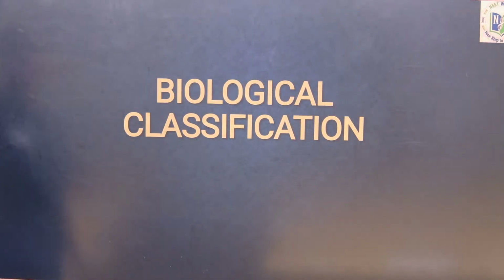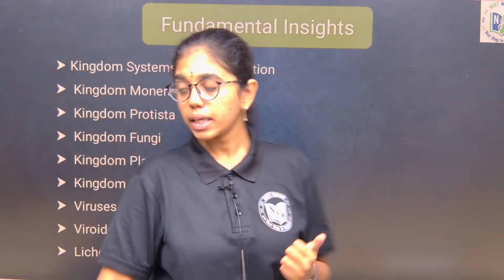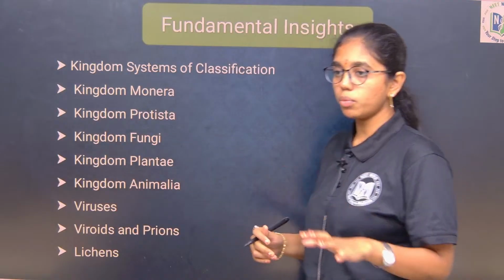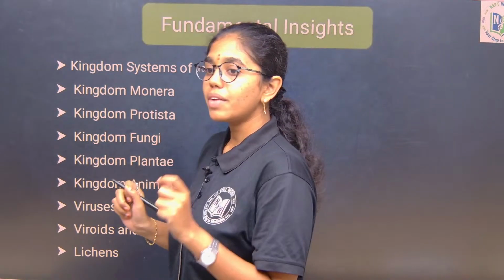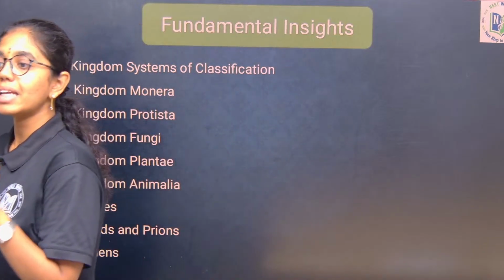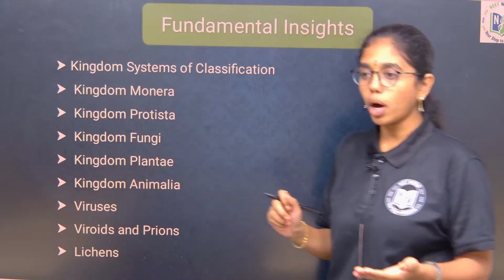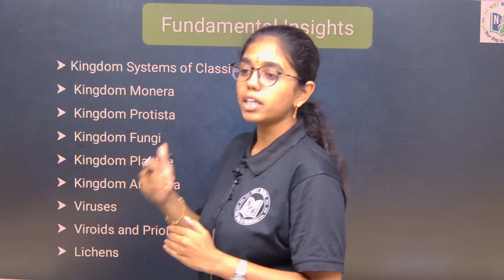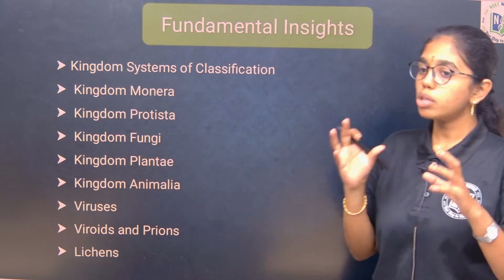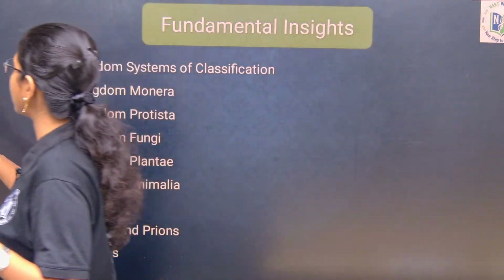So let us recall the fundamental insights of this chapter. So far we have dealt with kingdom systems of classification and kingdom Monera, and now we are going to begin with kingdom Protista. Today we will complete kingdom Protista and kingdom Fungi up till classification level, and then we will do a questionnaire round where we will practice NEET previous year questions also. So listen attentively, your preparation will be complete here itself if you are listening attentively.